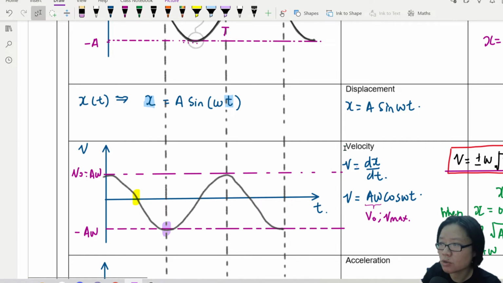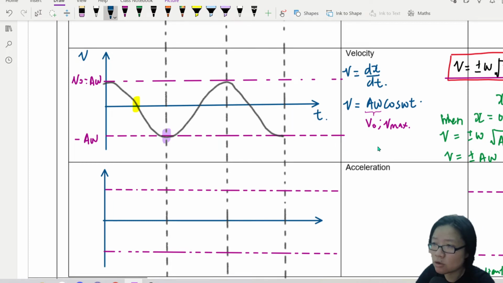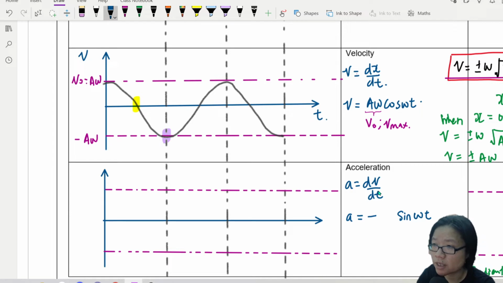Okay, so since we have velocity, we can now travel down and do acceleration. Acceleration means I differentiate velocity again, dv/dt. If I differentiate velocity again, my a will be, you differentiate cos, you get negative sine. Assuming you watched the maths booster video or you're familiar with this. Negative sine, but in front here, you will have to multiply by another omega. So this is A omega square.